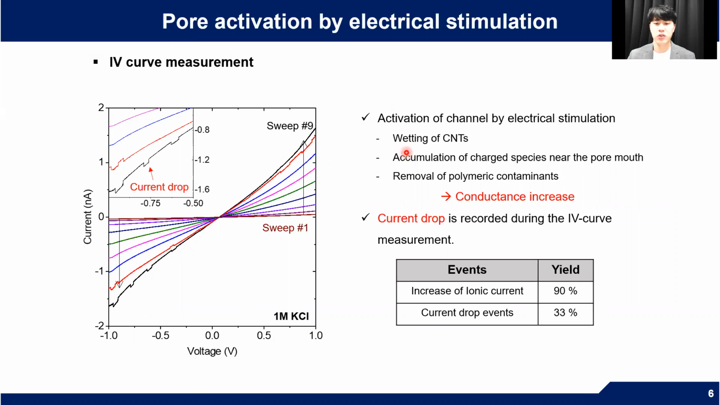It might be due to the wetting of the CNTs, accumulation of charged species near the pore mouth, and removal of polymeric contaminants. We also observed current drop events during this measurement. Through this process, around 90% of the CNT membranes showed stable ion current, and 1/3 of them showed current drop events. Then what causes the current drop events?